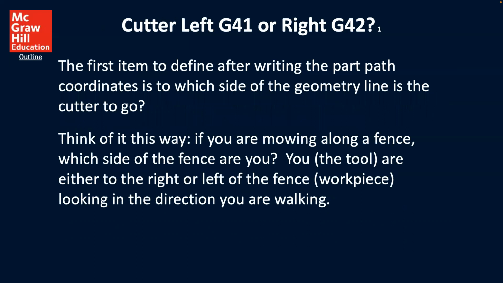So cutter left G41 or right G42. This is something to think about, and we'll get a chance to see a figure in a second that might help you see this. The first item to define after writing the part path coordinate is to which side of the geometry line the cutter is to go. Think of it this way: if you were moving along a fence, which side of the fence are you on? You, that is the tool, are either to the right or left of the fence, that is the workpiece, looking in the direction you are walking.